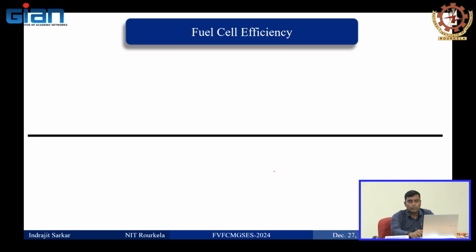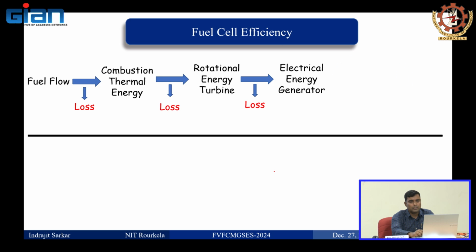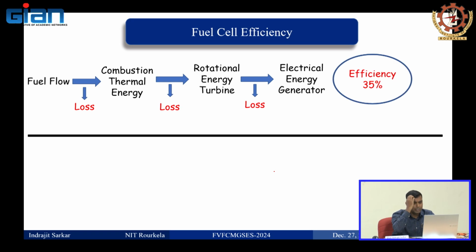Now, efficiency of the fuel cell. Let's say we look at a conventional thermal power plant. The fuel comes and then there is combustion. From that we generate steam. That steam rotates the steam turbine. The steam turbine is associated with a rotating generator. That generator is producing electricity. At every stage there is a loss.